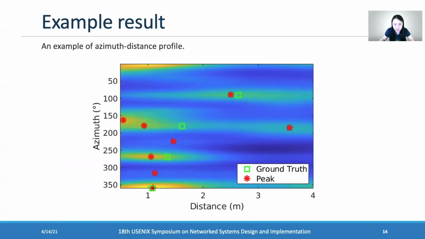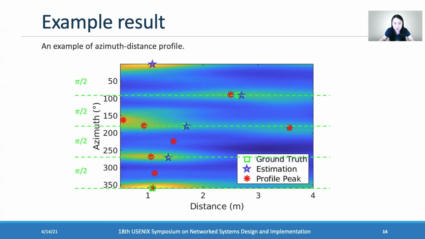Here is an example of the azimuth and distance profile of a conference room. The green squares are ground truths. We can see that they are separated by half pi. So we can select the corresponding red star profile peaks. And next, after beamforming, we get a very good estimation of the walls at the blue stars. They are very close to the ground truth.